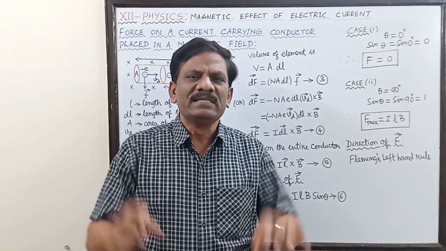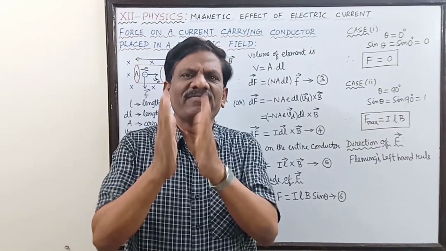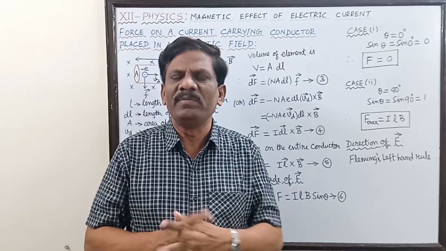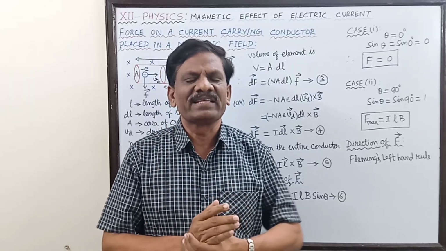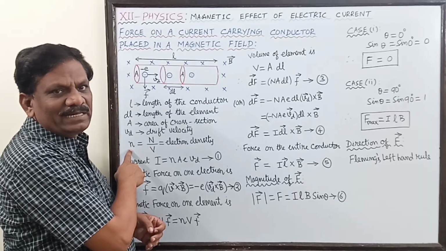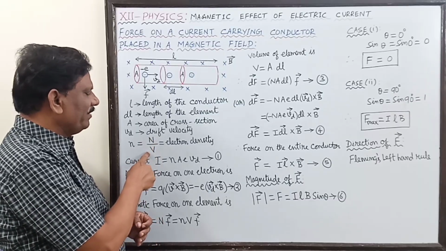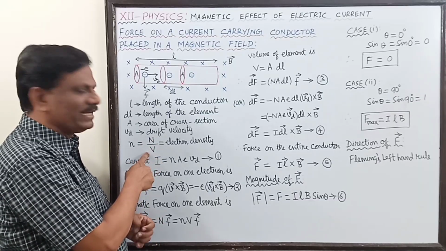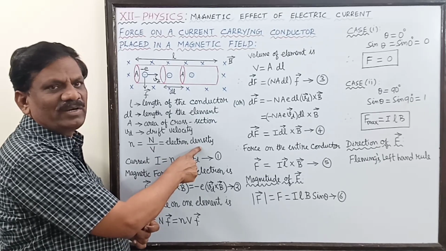Now, since it is a uniform conductor, the number of electrons per unit volume will be constant. That is called the electron density. So that is denoted with the symbol small n. Capital N by V, total number of electrons divided by the total volume, is called the electron density.